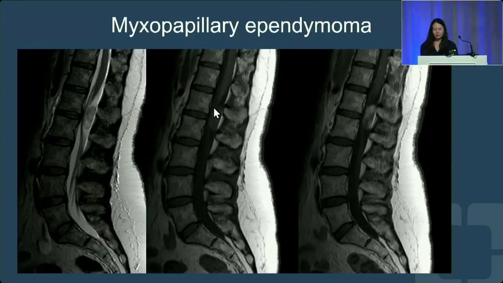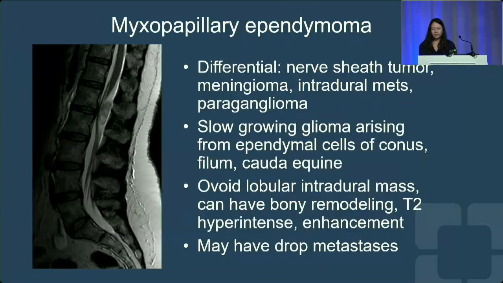So this is an example of a myxopapillary ependymoma. And here you can see there's an enhancing intradural extramedullary lesion. And the differential for intradural extramedullary lesions would be a schwannoma, meningioma, intradural mets, or a paraganglioma. This ended up being a myxopapillary ependymoma. And the thing with these is that if they are diagnosed as a myxopapillary ependymoma, we want to have whole neural axis imaging to look for any leptomeningeal or drop metastases.